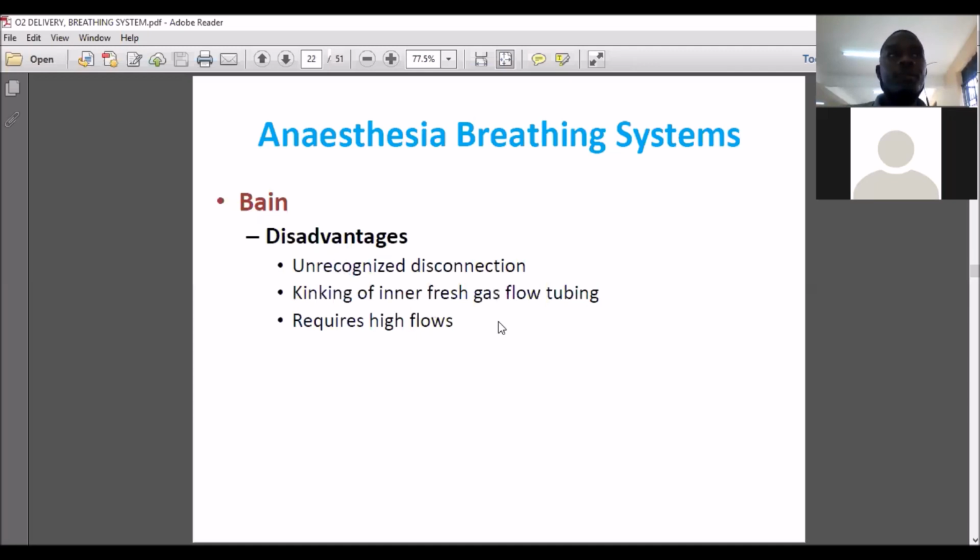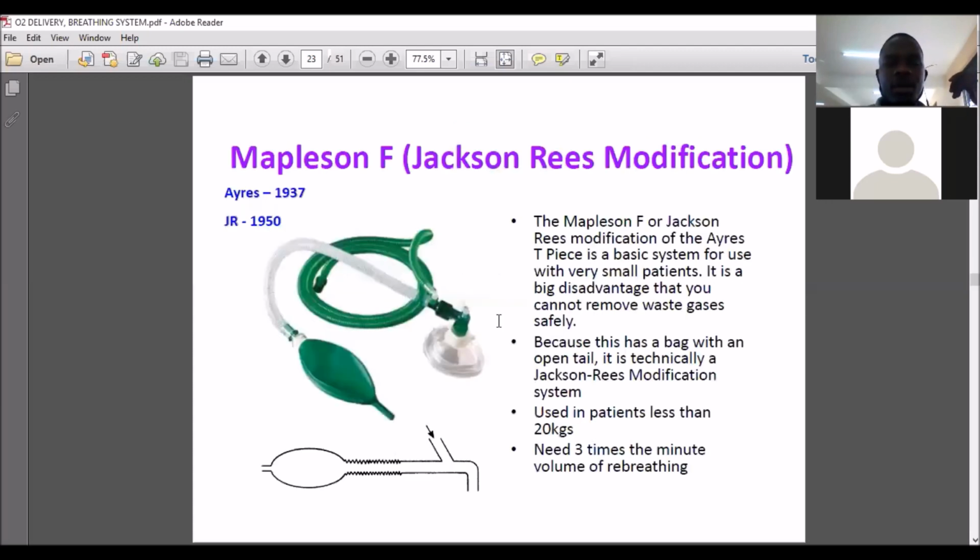So the disadvantages: we can have an unrecognized what? Disconnection, okay? The one taking in the gas can disconnect and you cannot know. Two, kinking of the inner fresh gas what? Tubing. The fresh gas tubing can kink and you cannot know. It will block. Then it requires a high flow, okay? More gas is going in so that we have what to breathe out. And then we have the F for it.